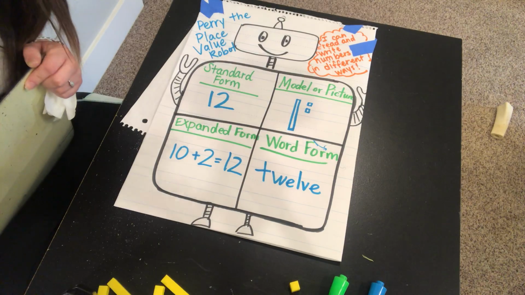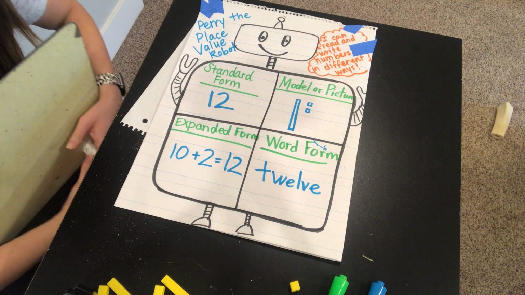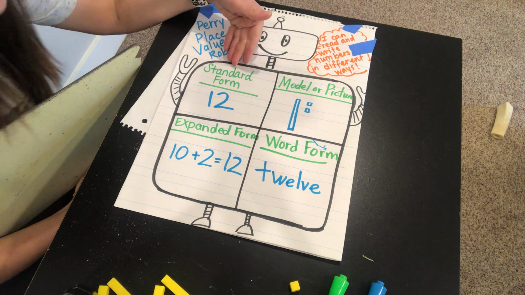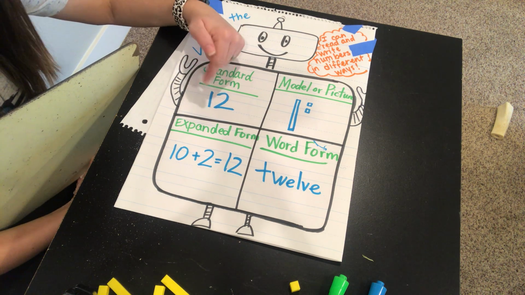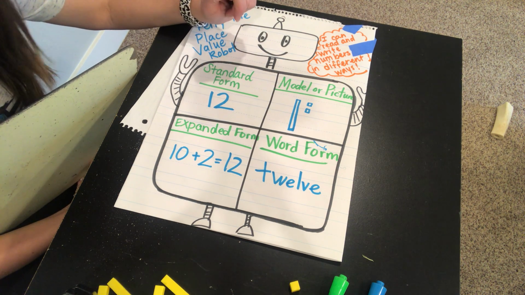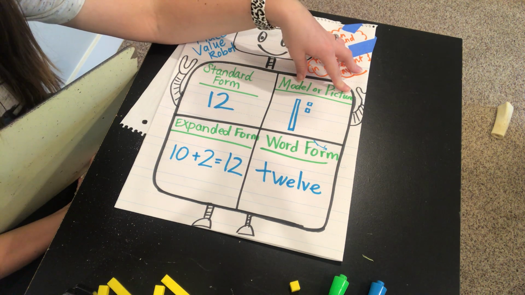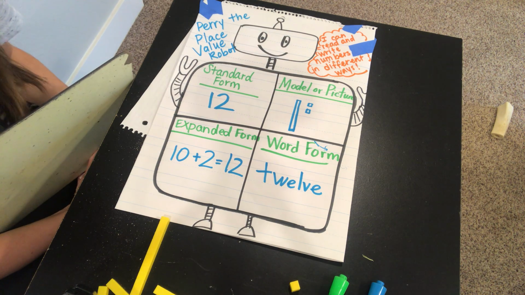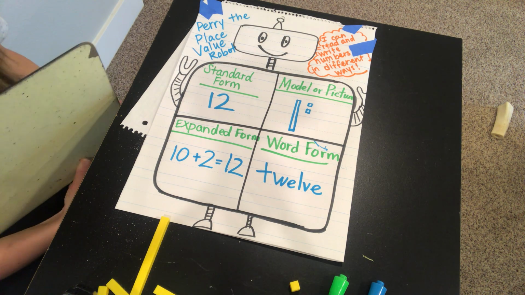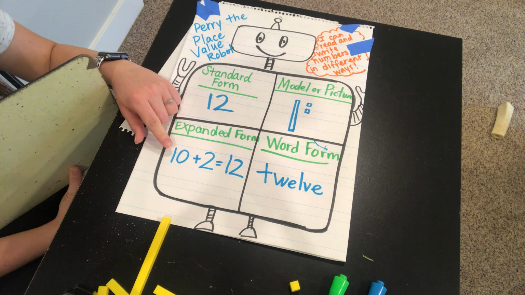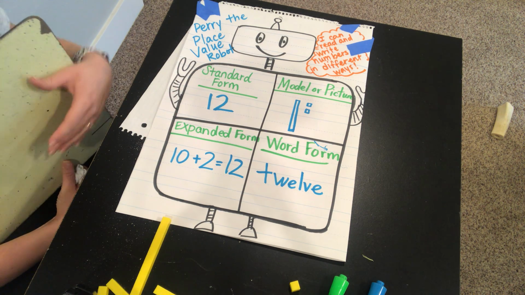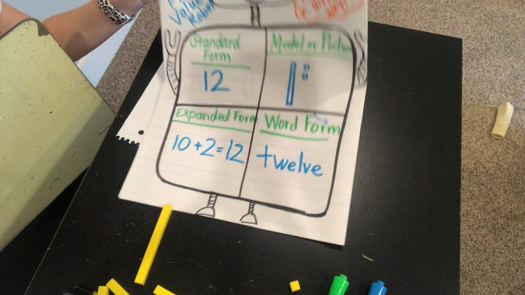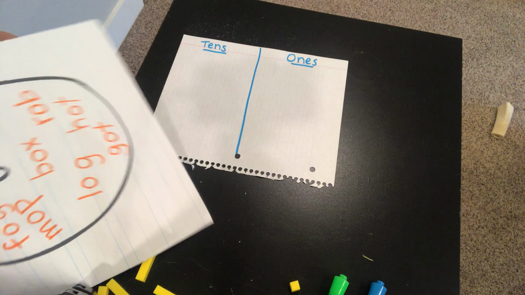Hey guys! So this week we're working on place value and we have learned that there are different ways to represent the same number. We've talked about standard form and how that's just the usual way that you would see the number most of the time. We've talked about model or picture, how you can use your base 10 blocks or draw out the picture to show a number. We've talked about expanded form, where you can stretch the number out into a number sentence, and also word form, where you can spell out the word. So we're just going to keep practicing building those things today.